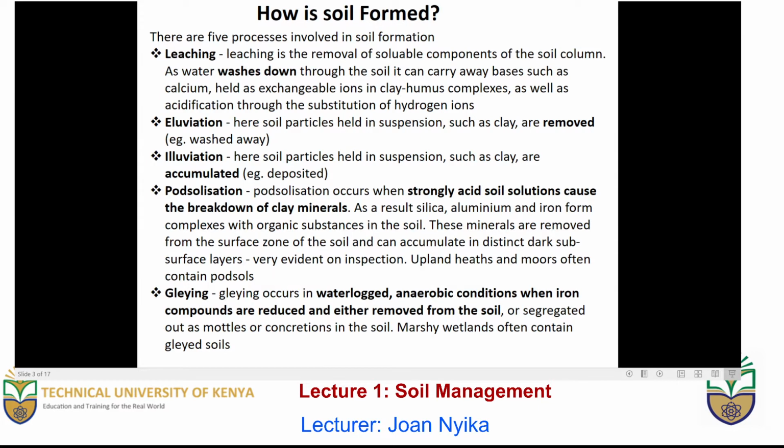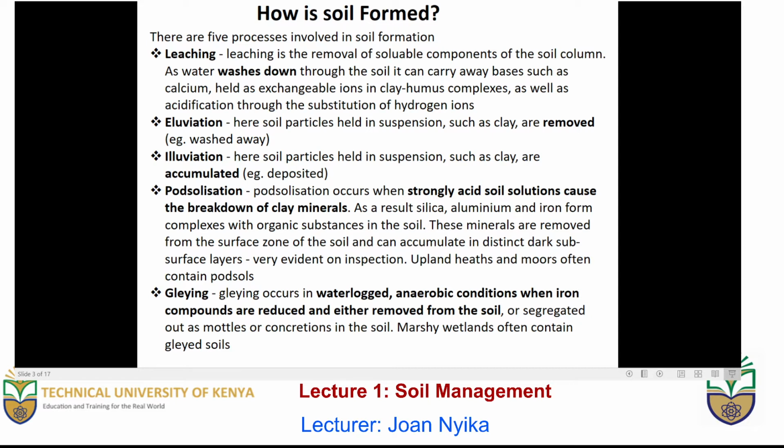How is a soil formed? There are 5 processes that are involved in soil formation. Number 1 is what we call leaching, which is the washing away of clay particles during cation exchange and their movement from one horizon to another. The second procedure is what we call eluviation, which is the washing away or the removal of some of the clay particles that are found in soil suspensions.